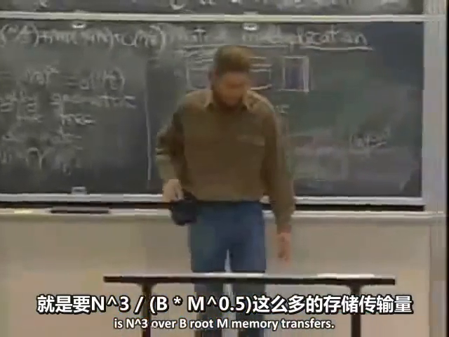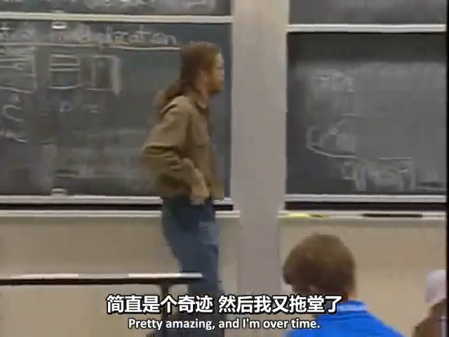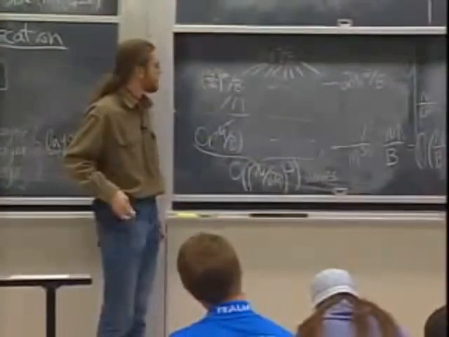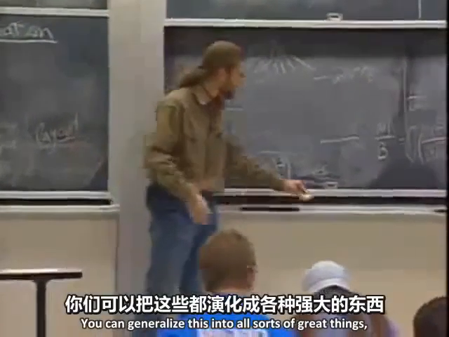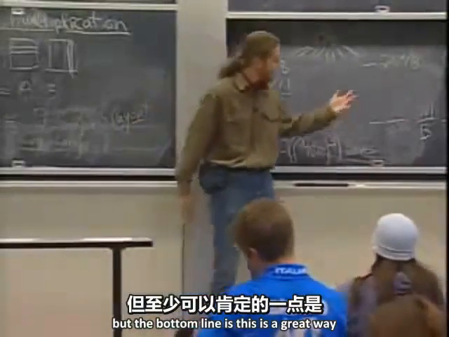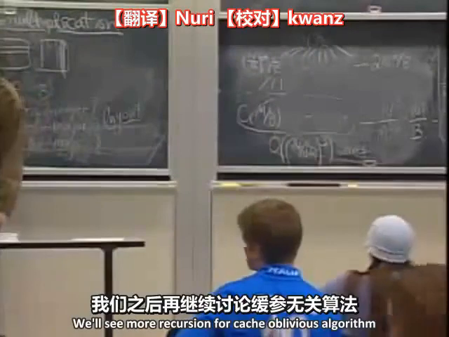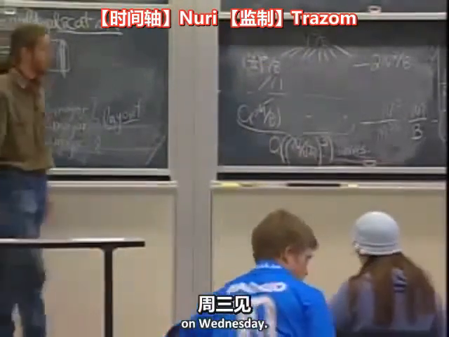memory transfers. Pretty amazing. And I'm over time. You can generalize this and do all sorts of great things. But the bottom line is this is a great way to do matrix multiplication: recursion. We'll see more recursion for cache oblivious algorithms on Wednesday.